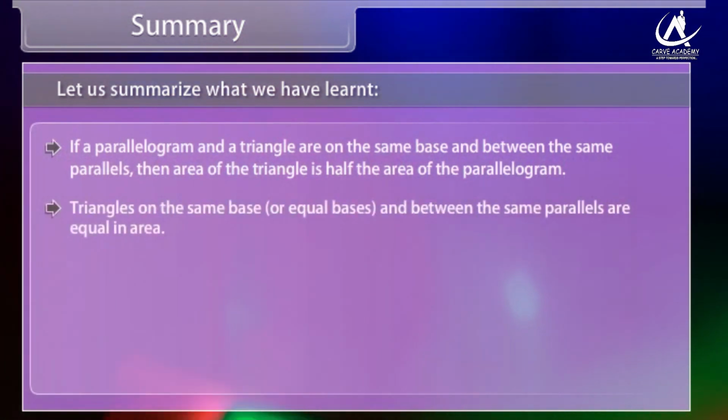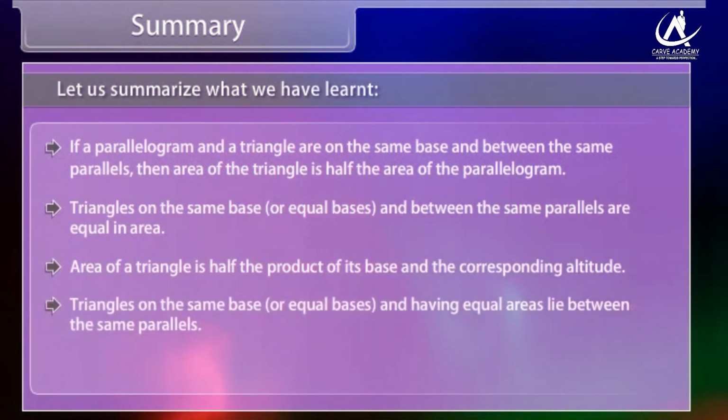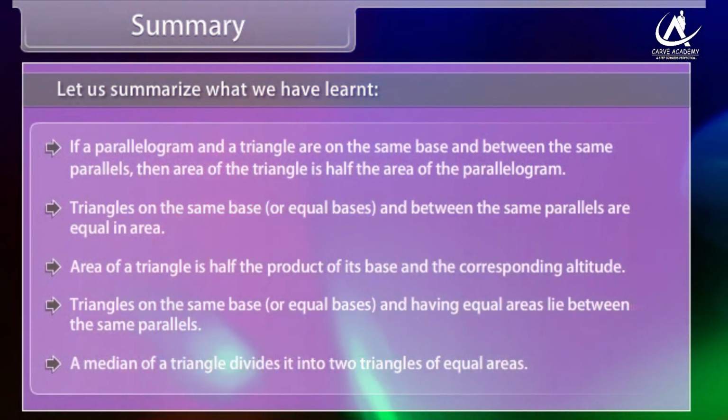Triangles on the same base or equal bases and between the same parallels are equal in area. Area of a triangle is half the product of its base and the corresponding altitude. Triangles on the same base or equal bases and having equal areas lie between the same parallels. A median of a triangle divides it into 2 triangles of equal areas.